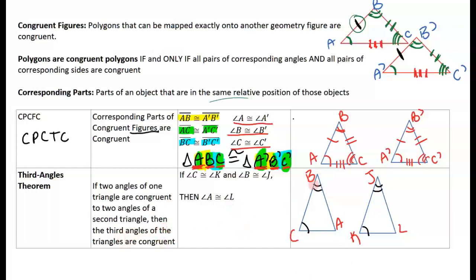And if you think about it, it makes sense. Whatever the value of C is and whatever the value of B is, because C plus B plus A equals 180, if these are the same values as these two, then A will have to be congruent to L. So this is just a quick shortcut just for angles. If two pairs of angles are congruent, then my third pair of angles is also congruent.